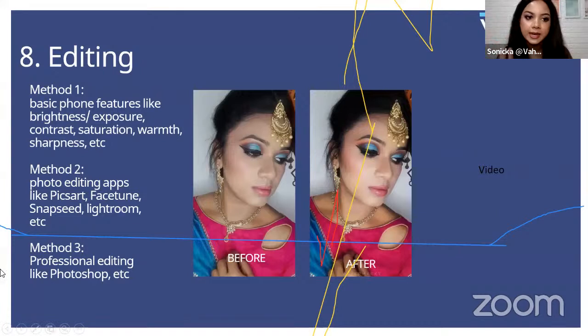Second is phone editing. I'll be showing you phone editing next after this. You can just take out your phones, download all these apps and do editing on your phone. Snapseed is available on Android as well as Google. So you just have to use it and you can nicely edit your pictures.